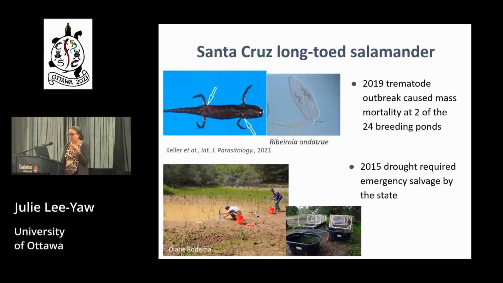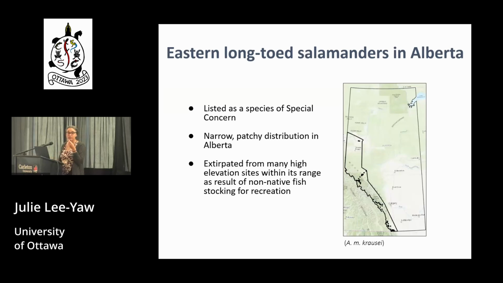State agencies have had to conduct emergency salvage operations in years of extreme drought in California, which we know are obviously increasing, not only in California but in other jurisdictions, including here in Canada. So I want to zoom up north to southwestern Alberta, where there's still concern about the long-toed salamanders, but where the situation is considerably less dire.